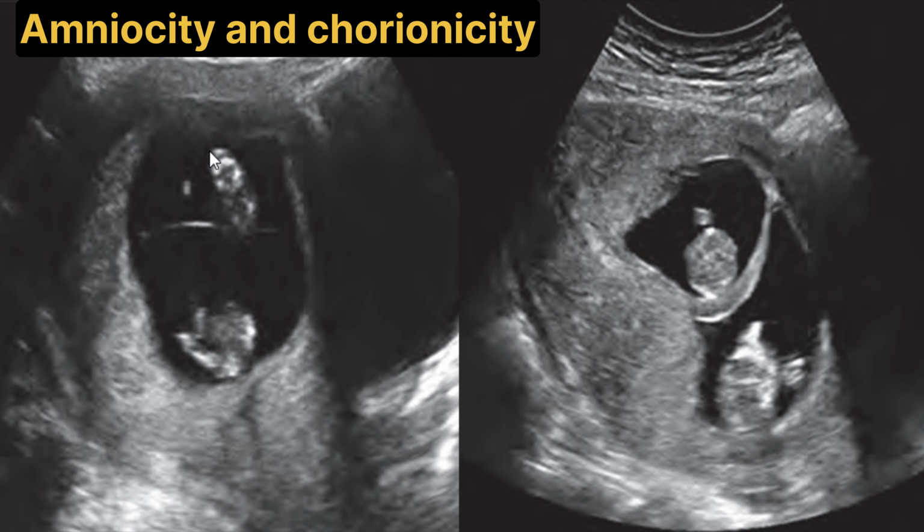Now we are going to discuss the determination of chorionicity and amnionicity during the first trimester. Now in the sonogram, we can see monochorionic diamniotic twinning.